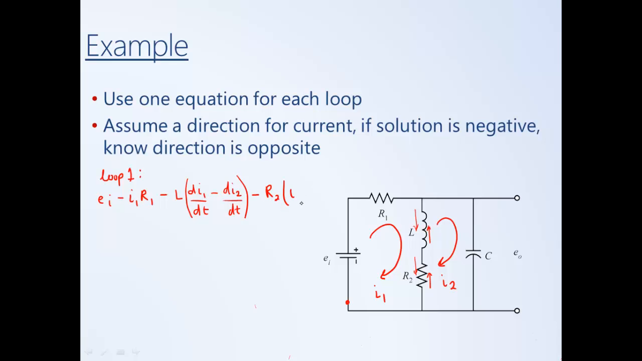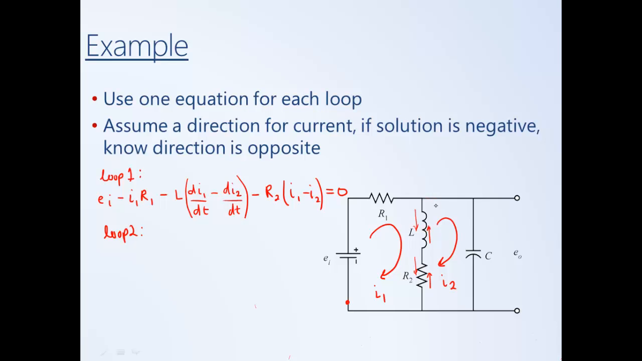So I1 minus I2. At this point, we've completed our circuit around the loop, and that whole thing must sum to 0. We'll then apply the same approach for modeling loop 2.